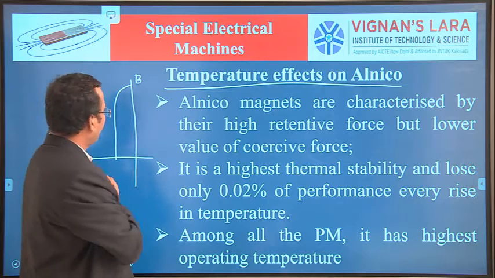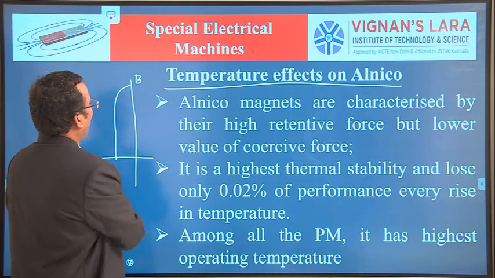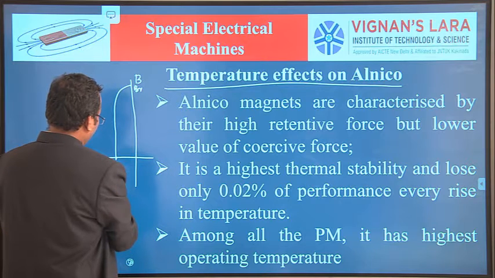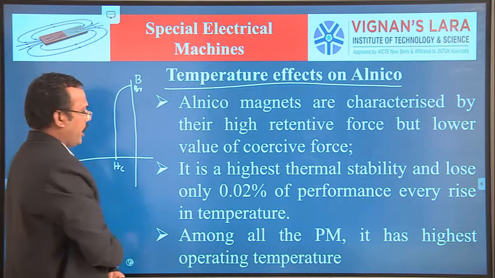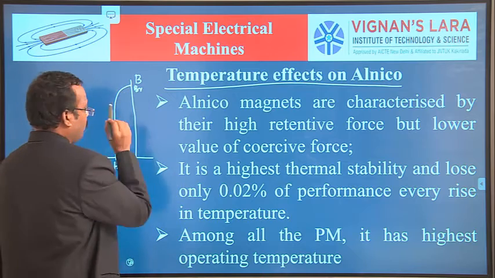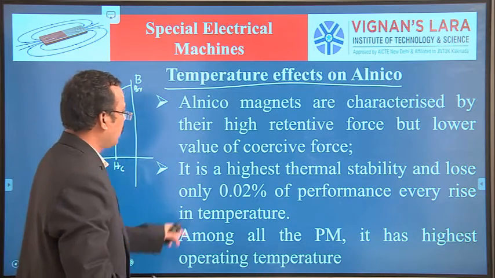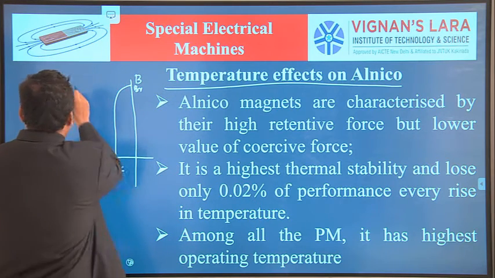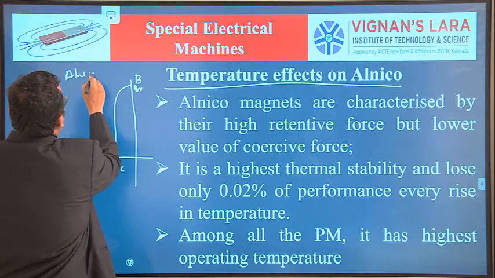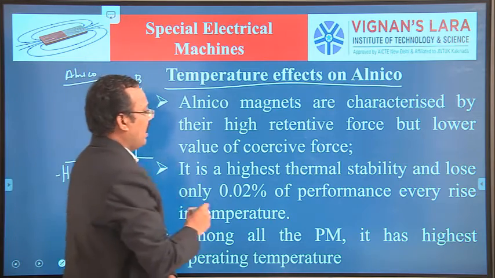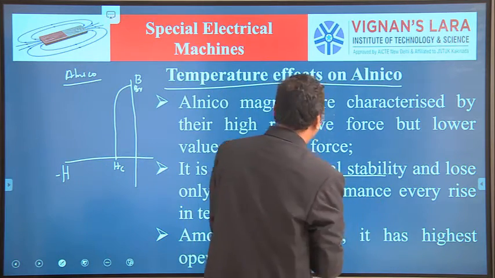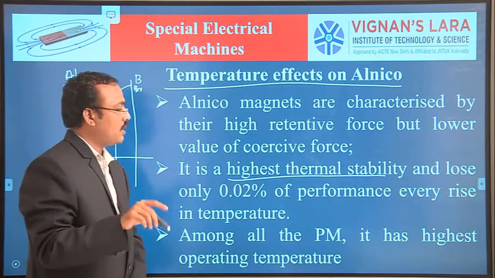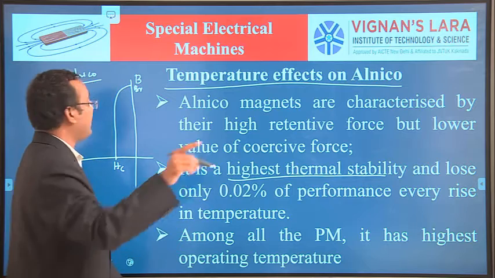This is your Alnico magnet. This is the value of Br, and this is the value of Hc: the retentive flux density and the coercive force. This one is a very high value, and this one is a very low value, so it has the highest thermal stability. Alnico loses only 0.02% of performance for every degree of temperature rise.